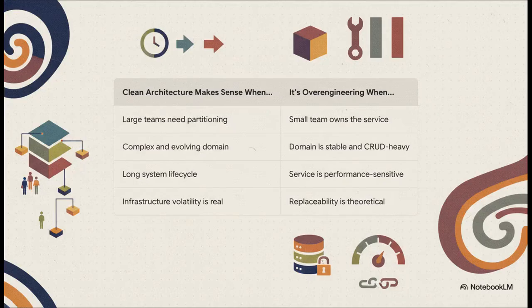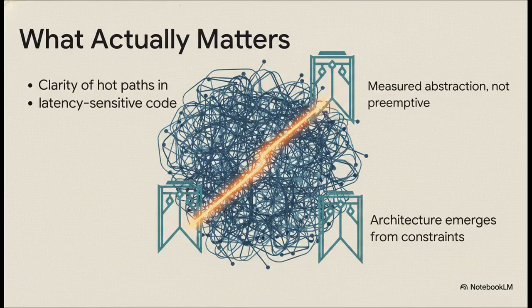And this table gives us a really practical way to think about it. Look, does clean architecture make sense sometimes? Absolutely. If you have a huge team working on a really complex, evolving domain, that strict separation can be a total lifesaver. But is it over-engineering when you're a small team owning a pretty stable, CRUD-heavy service that needs to be fast? Yeah, it almost certainly is. The key takeaway here is that architecture is all about context. There's no one-size-fits-all.